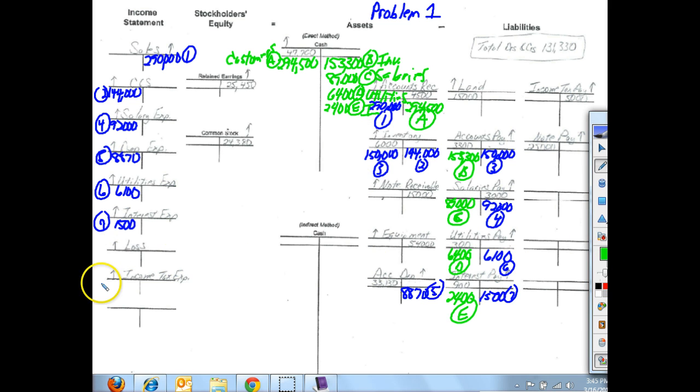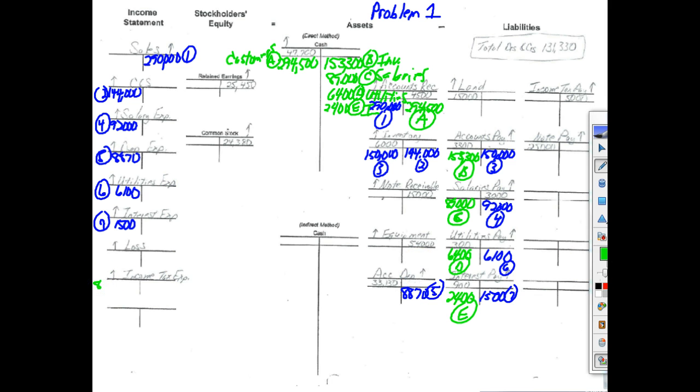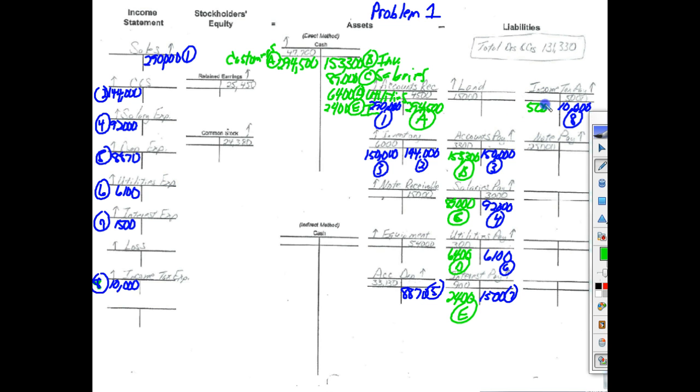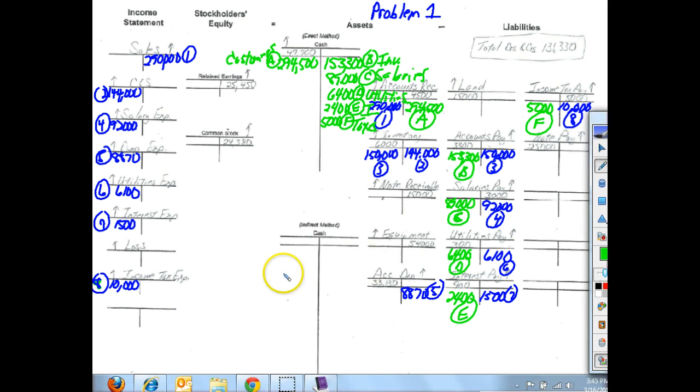I'm going to go ahead and jump to income tax expense. And that is $10,000. And the related account is income tax payable. Then we can solve for taxes paid, cash paid for income tax to be $5,000. Cash paid for taxes. Okay, now let's go back and do the loss.